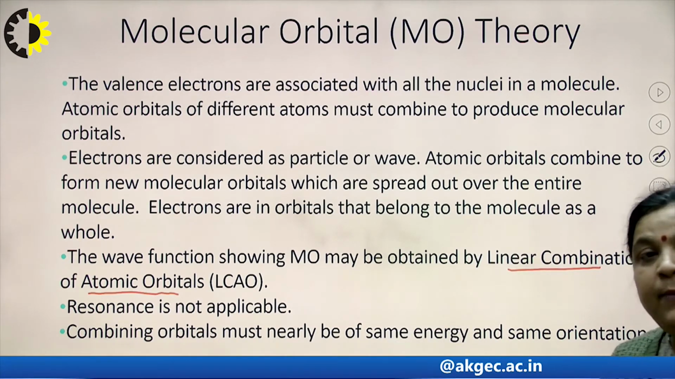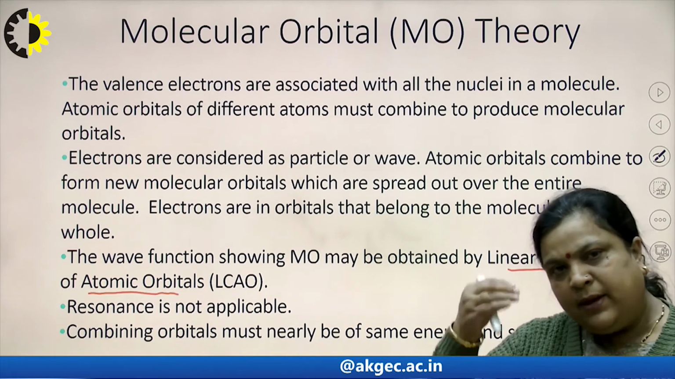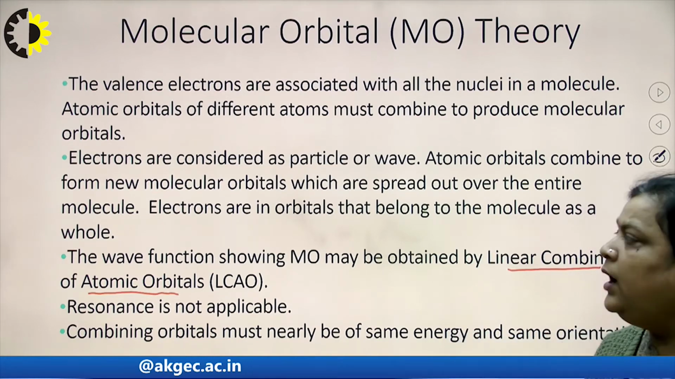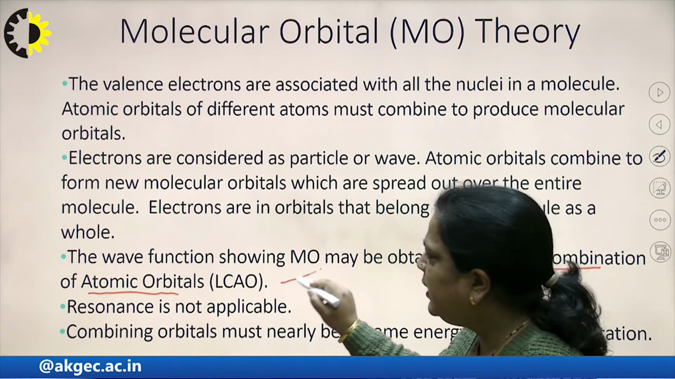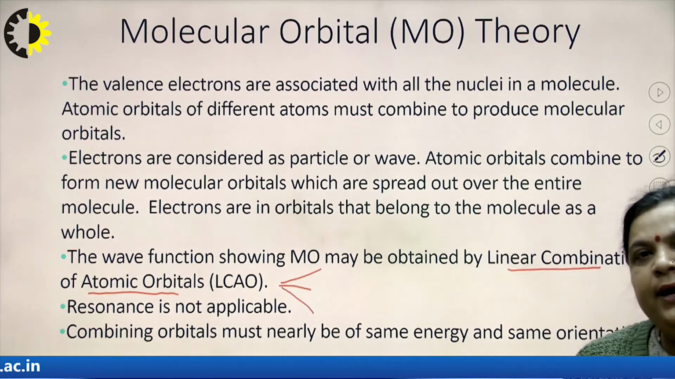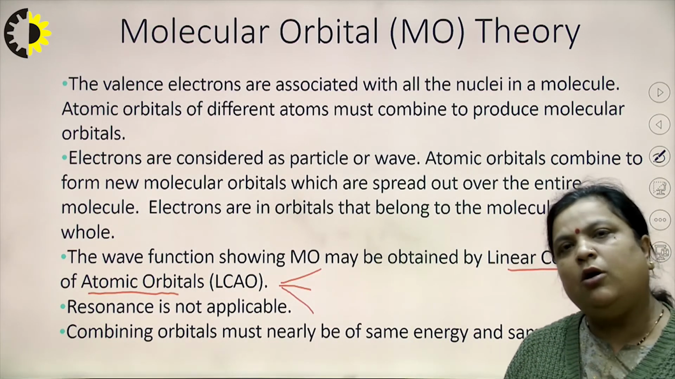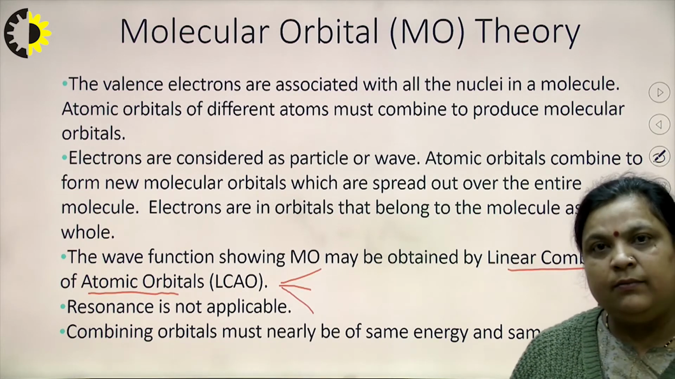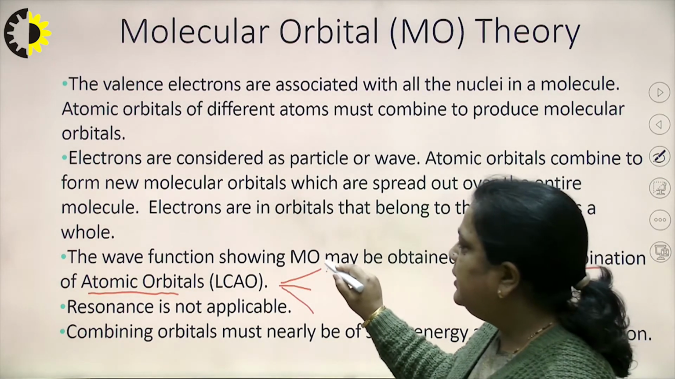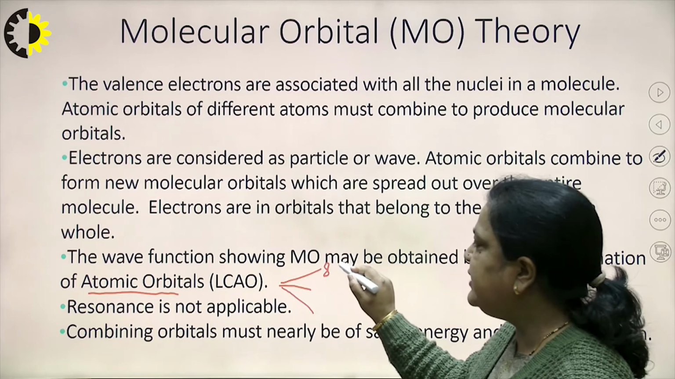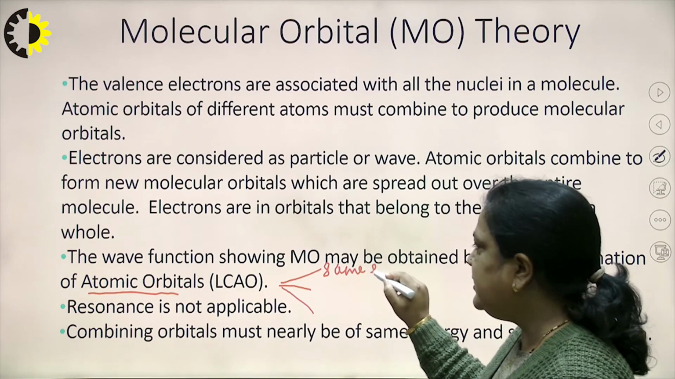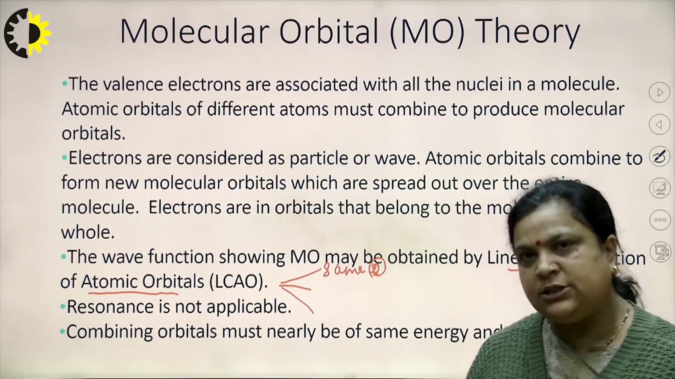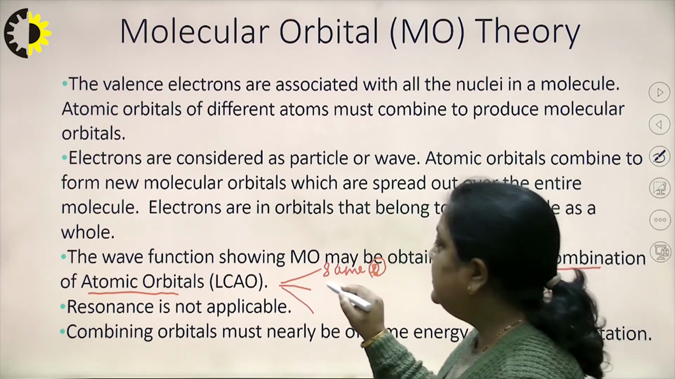Next, the combining orbitals must have approximately the same energy. For combination, it is not necessary that all atomic orbitals get combined and form new orbitals. So, there are some limitations, and the first limitation is that the orbitals must have approximately the same or nearer energy, that is, the energy difference should not be too much. Second, it should be symmetrical.